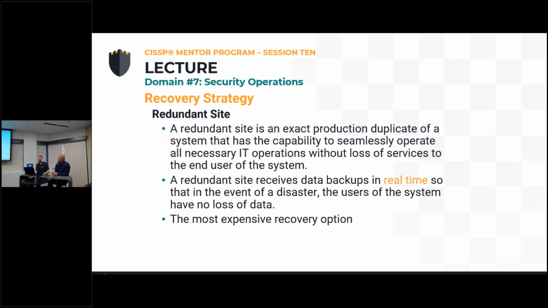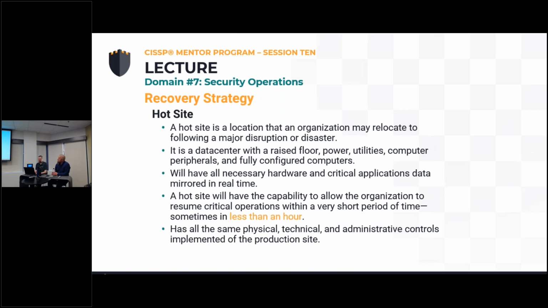For the exam, redundant site, real time, most expensive. Those are the key phrases to know. Hot site: hot, hour, right? It's not going to be real time, but it's going to be really, really fast.